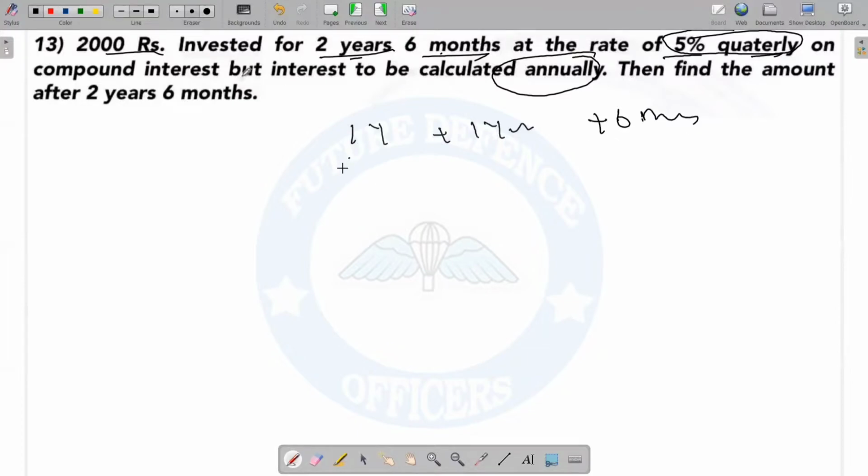So for 1 year, how much will the interest rate be? Can you all tell me, for 1 year only, how much will the interest rate be? If it is 5% for 1 quarter, for 1 year how much will it be? 20%. This also 20. For 6 months, 10%. Now just merge these two, then merge this with this. You will get the final percentage, and that much percentage of 2,000 you can calculate.